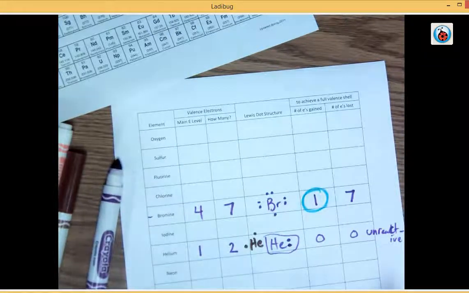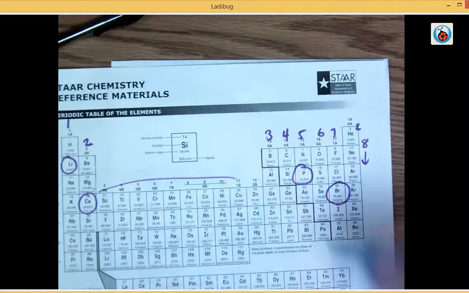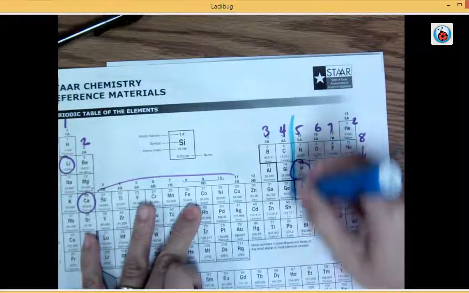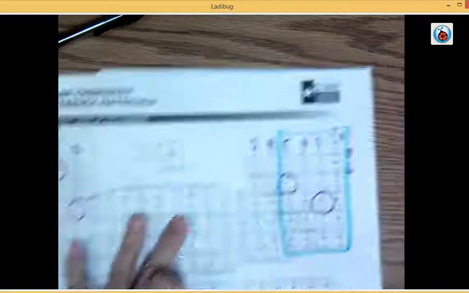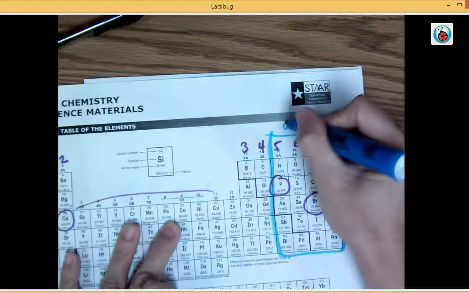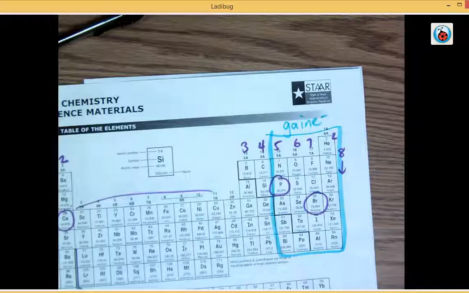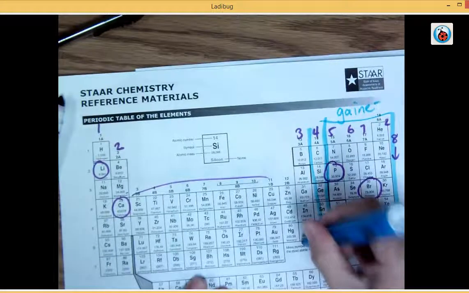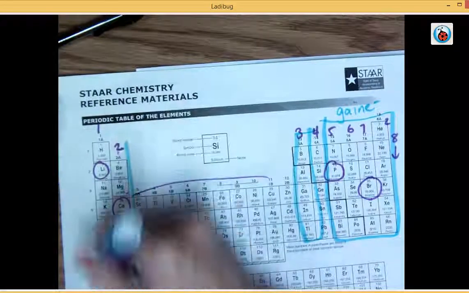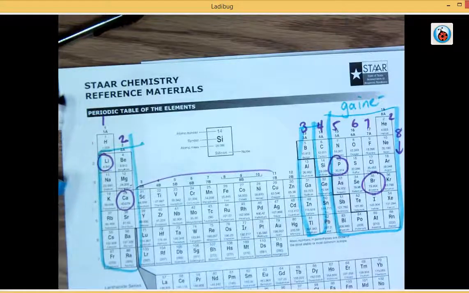You will realize after doing this for a while that non-metals over here, starting from column 5 here, will tend to gain electrons because they already have 5 or more. It's closer to 8. Okay. Metals on this side, columns 1, 2, and 3, will tend to lose electrons because it's easier for them to lose to get to 8.